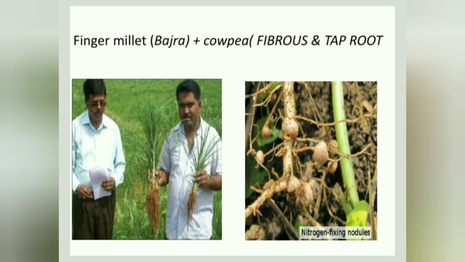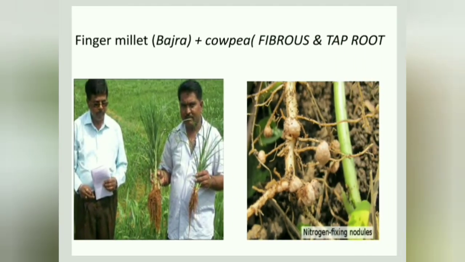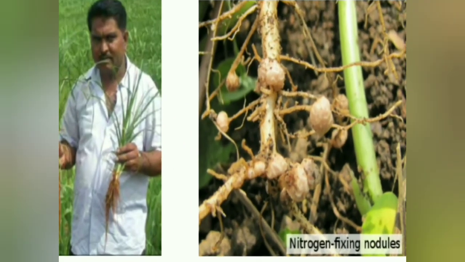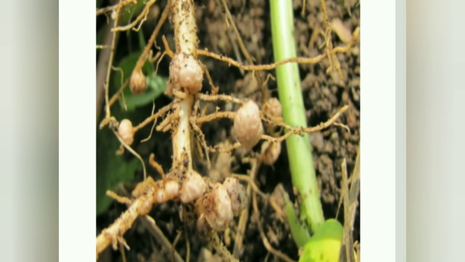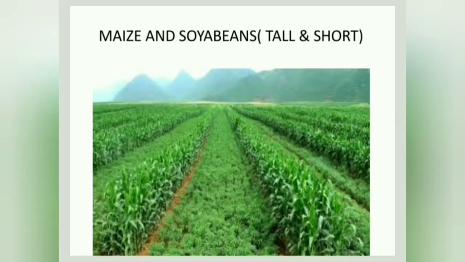In this picture, we can see the difference of the root. The first picture shows the fibrous root. The next one is cowpea, where it shows the root nodules. So this root is a taproot which has many root nodules. Root nodules have nitrogen fixing bacteria which is called rhizobium.